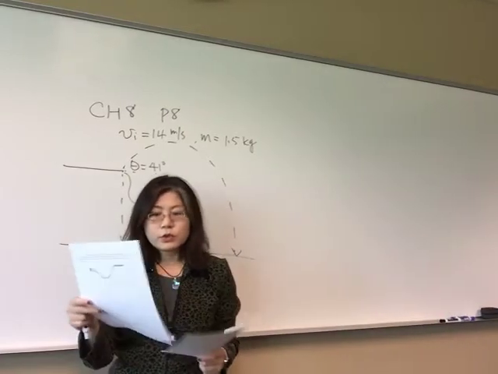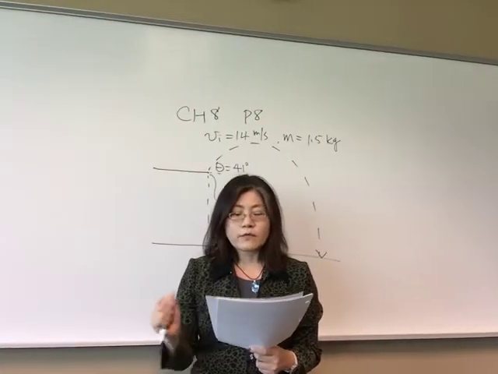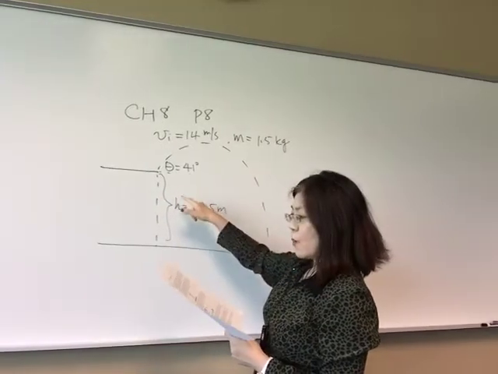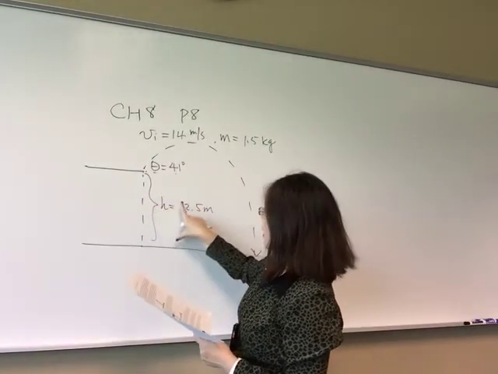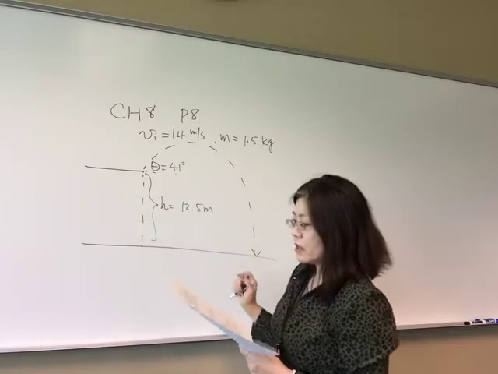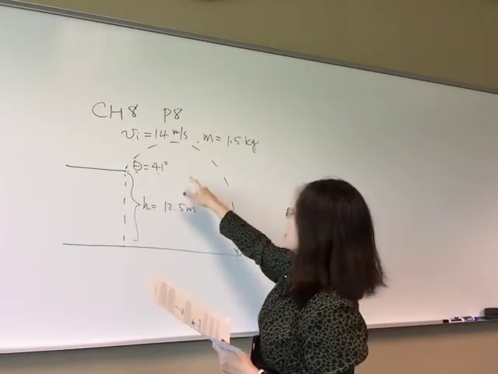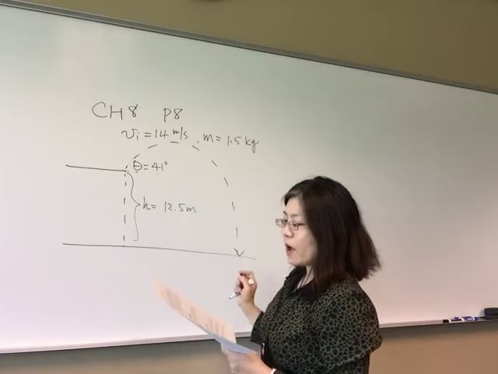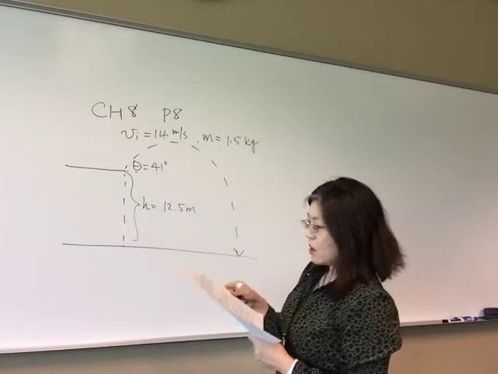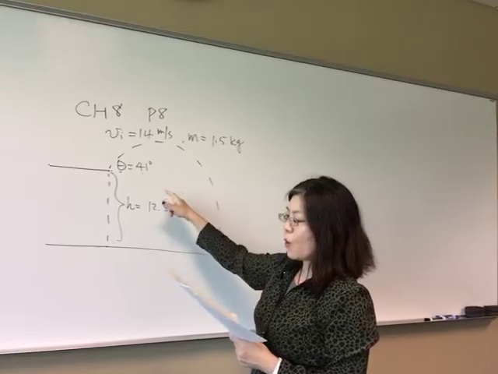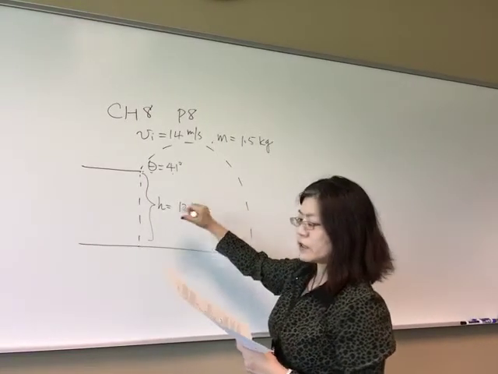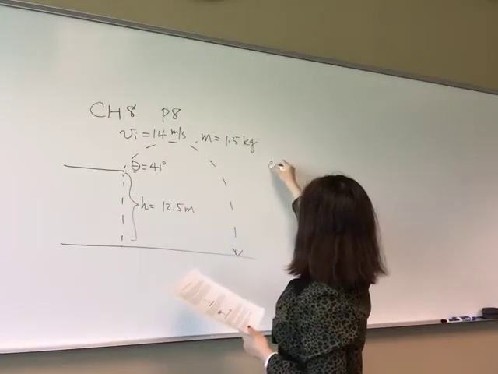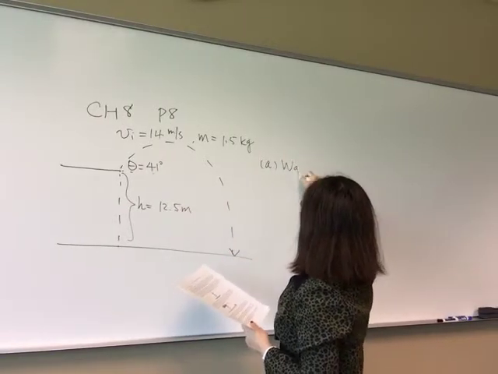Okay, so we're going to do problem A from chapter 8. A 1.5 kilogram snowball is fired from a cliff that's 12.5 meters high. The snowball's initial velocity is 14 meters per second, directed 41 degrees above the horizontal. How much work is done on the snowball by the gravitational force during its flight to the flat ground below the cliff? So you want to find the work done by gravity.